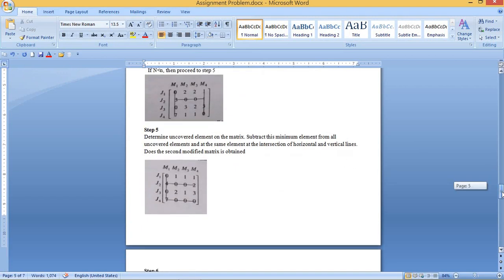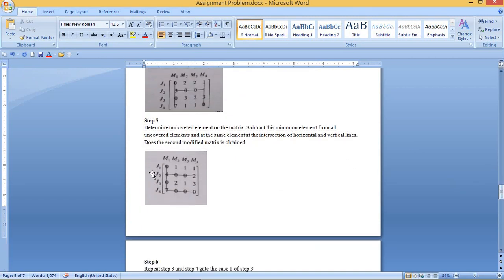What is step 5? Step 5 says to find the minimum uncovered element. These are the matrix elements. Some elements are covered by a line and some are not. From the uncovered elements you can find the minimum value. Here there should be 6 uncovered elements, and the minimum value is 1. So subtract this 1 from all these uncovered elements and add this 1 to the intersecting points of the horizontal and vertical lines. Here there are 2 intersecting points.